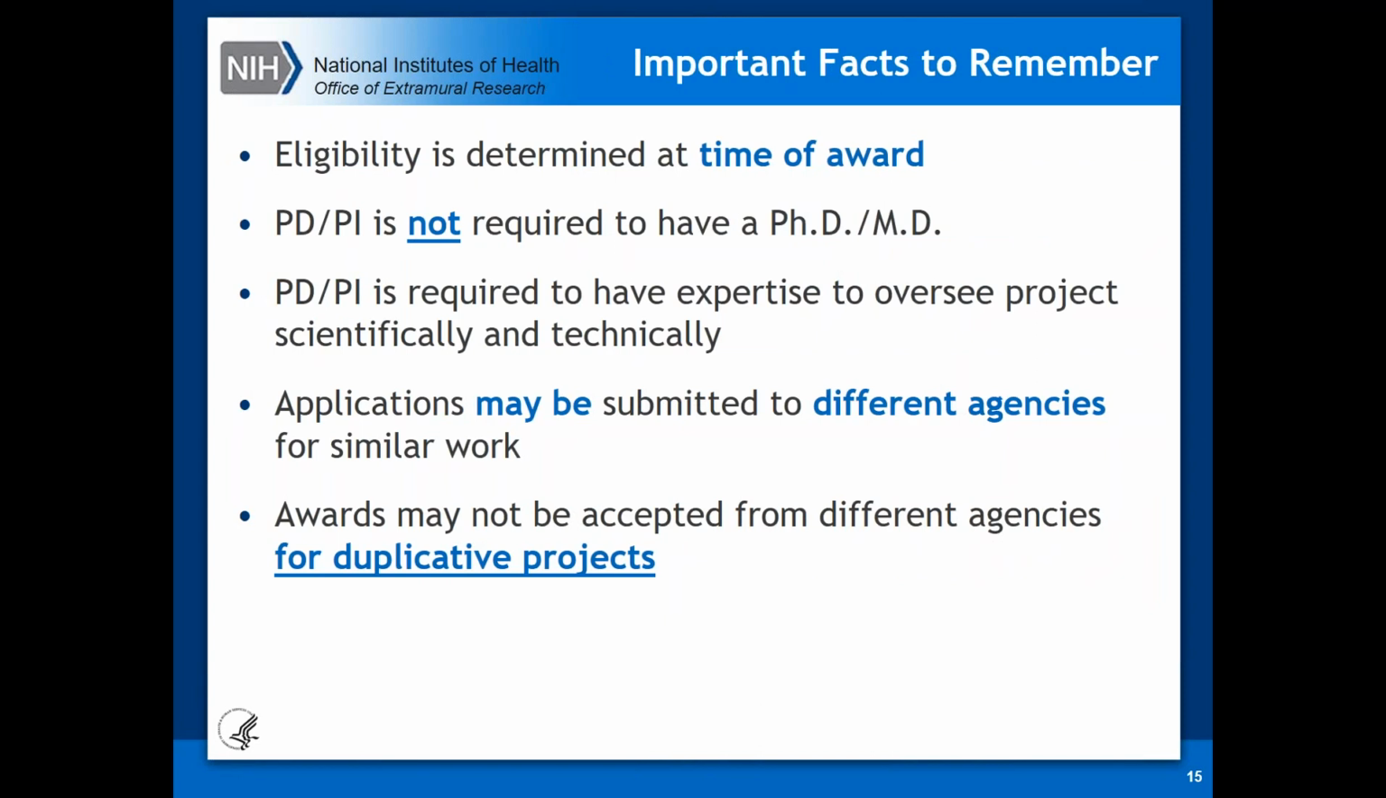Okay. Next slide. I noted eligibility is determined at the time of award. One of the interesting things is that some people think that because it's the NIH, the PI needs to be a PhD or an MD. Actually, that's not true. The PI is not required to have a PhD or MD. They just have to have the expertise to oversee the project scientifically and technically. Some people also want to hedge their bet, so to speak, and apply to various agencies with the same idea. So applications may be for similar projects. Okay, next slide.